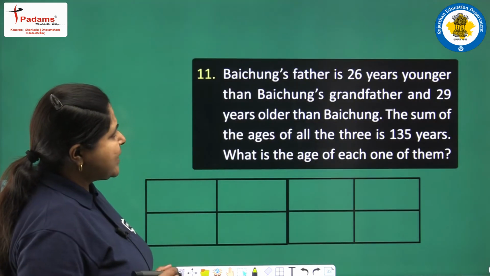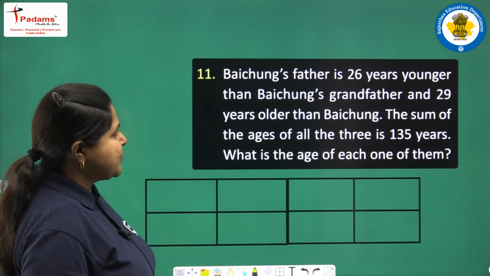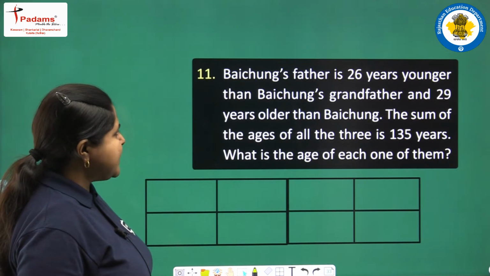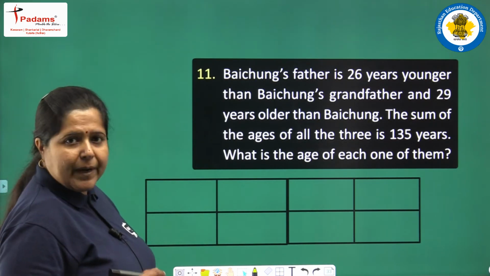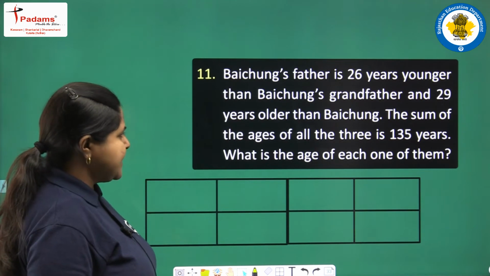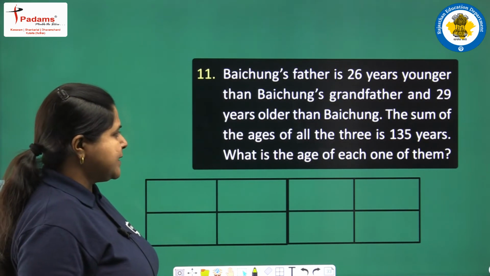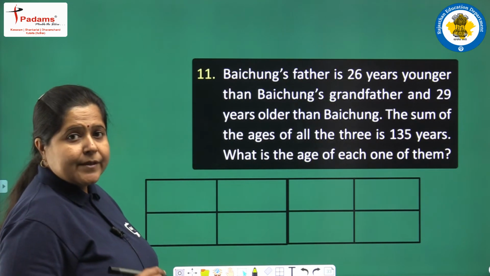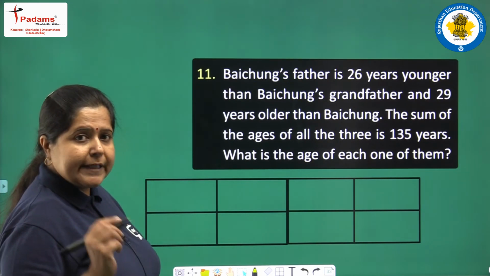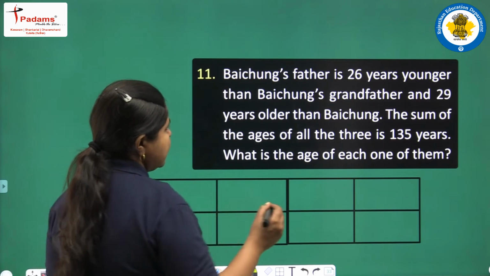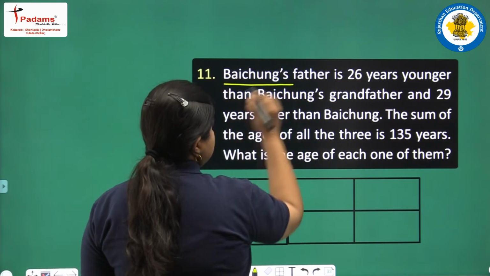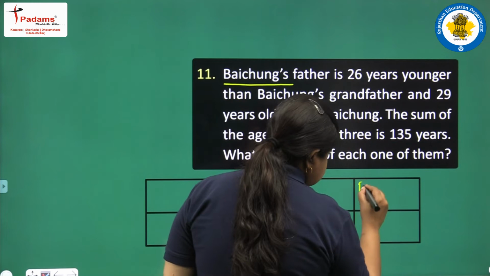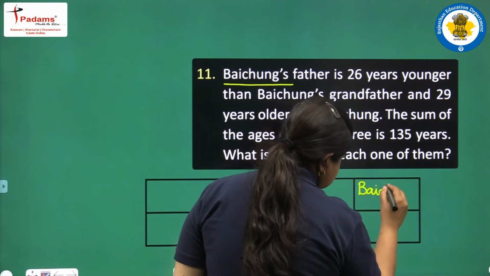Baichung's father is 26 years younger than Baichung's grandfather and 29 years older than Baichung. The sum of the ages of all the three is 135. What is the age of each one of them? So, here there are three people. Let us see who all of them are. One is Baichung. So, first we write his name here, Baichung.